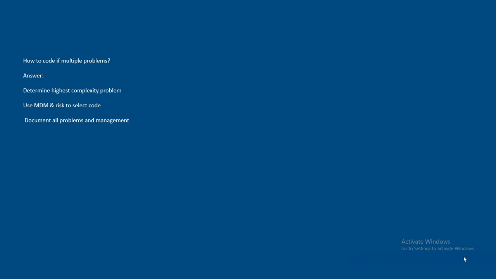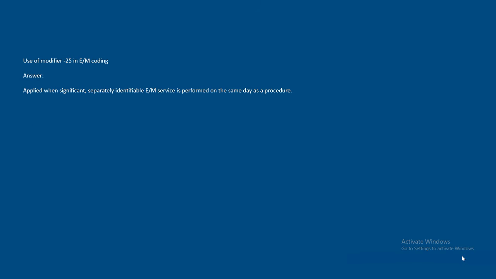How to code if there are multiple problems? We need to code based on the highest complexity of the problem. Use MDM and risk to select the code. Document all problems and management. How do we use the 25 modifier in E&M coding? We use the 25 modifier when a significant, separately identifiable E&M service is performed on the same day as a procedure.